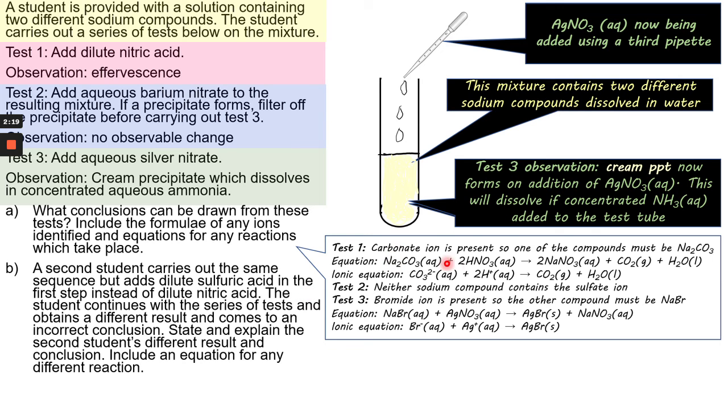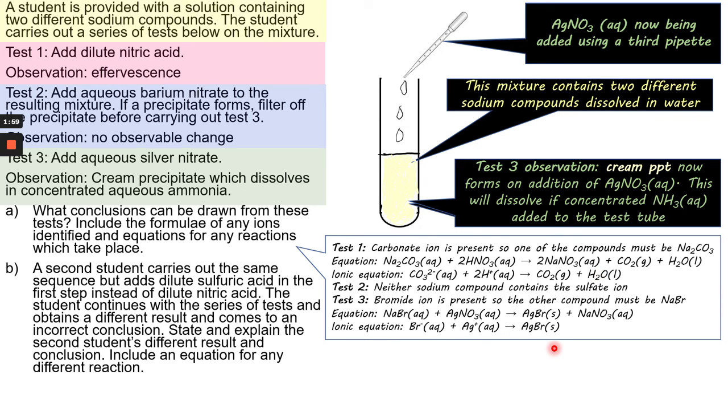We can write an equation like that, showing the sodium carbonate reacting with HNO3 to make sodium nitrate, carbon dioxide and water. Or we can simply write it as an ionic version of that equation by getting rid of spectator ions such as sodium and nitrate from either side.